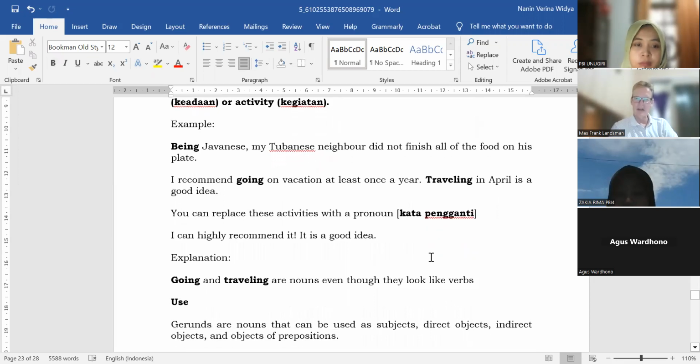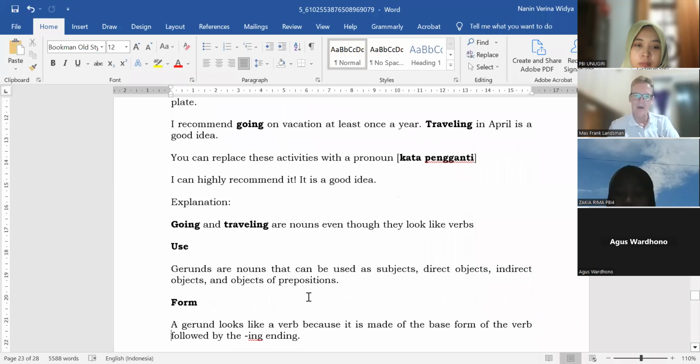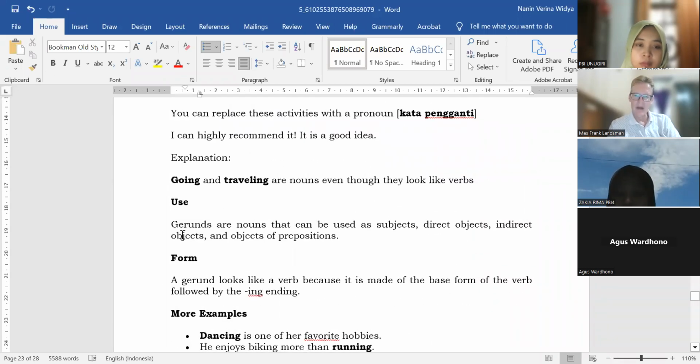Explanation. Going and traveling are nouns, even though they look like verbs. Mirip kata-kata, tapi bukan kata-kata. They're nouns that can be used in different positions in the sentence. Subjects, direct objects. I like traveling, for instance. Indirect objects. I look forward to traveling to Tuban, for instance, or Bojonegoro. And objects of prepositions. I look forward to traveling. Okay. The form looks like a verb because it's made of the base form of the verb followed by -ing. So in that sense, it's V plus ing.